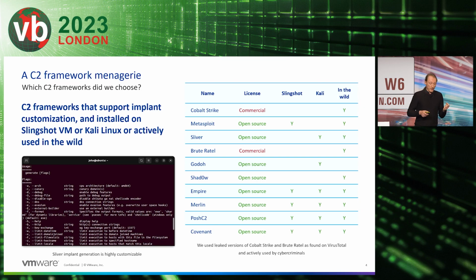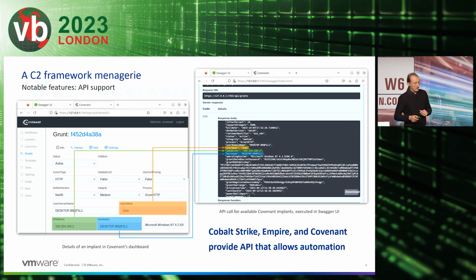The second criteria we had was that the C2 frameworks we choose had to have some degree of customization. So have a look at this figure where Sliver, in order to generate an implant, supports a tremendous amount of parameters, so a tremendous amount of ways you can make a sample different. While most of the C2 frameworks share a lot in common, let's now focus on some notable features.